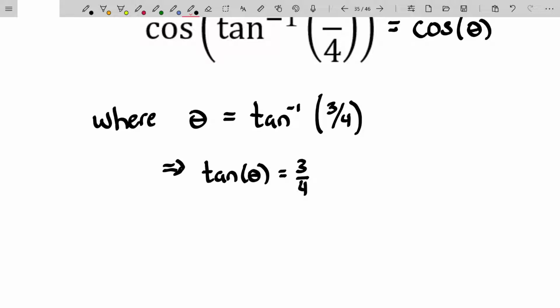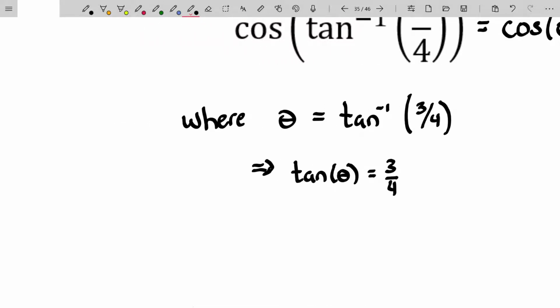Well, there are a couple things I need to take into consideration. The angles that the tan inverse is going to return are between negative pi/2 and positive pi/2. So I'm going to write that down. That theta is between negative pi/2 and positive pi/2. Or in other words, we have angles in quadrants 1 and 4.